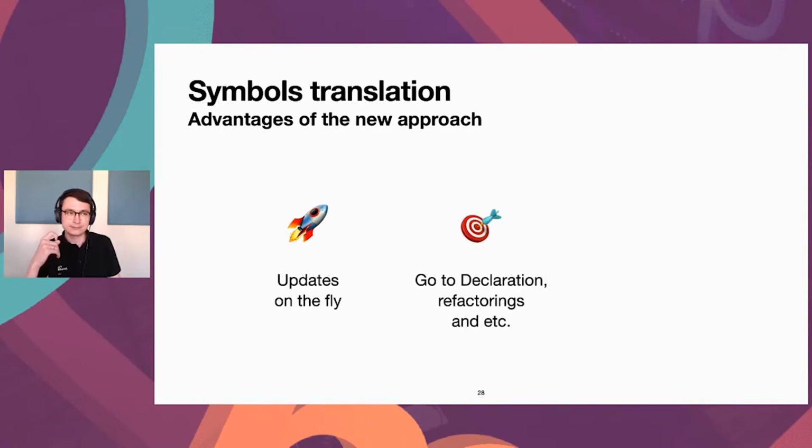Then, because we have symbols, and not just an Objective-C header, and symbols contain a lot of information, like location, for example, we can implement go to declaration. We can implement all the refactorings, renamings, etc. Find usages. So we are able to support this language fully, let's say.